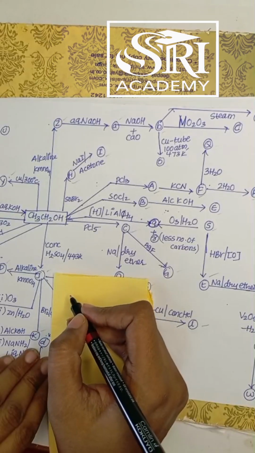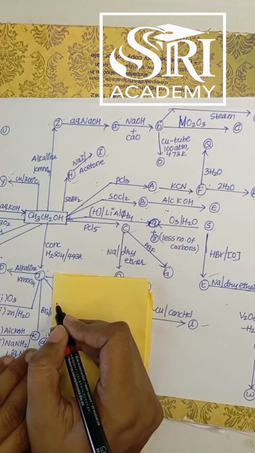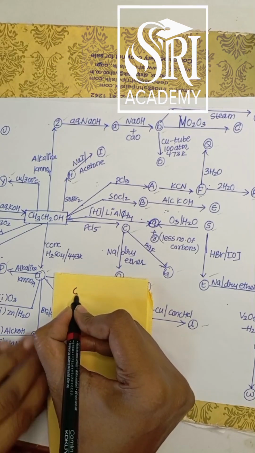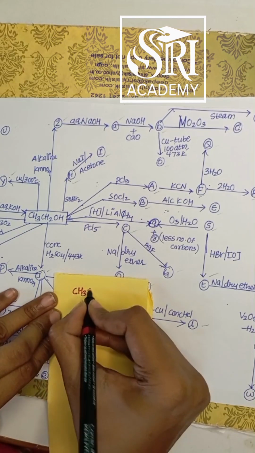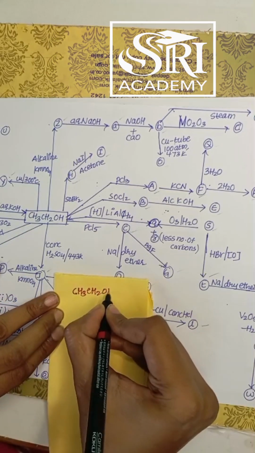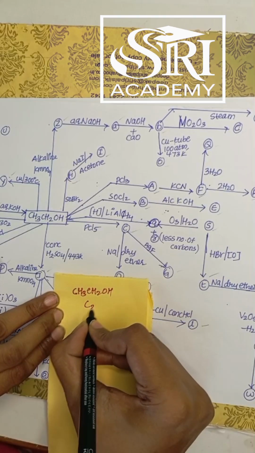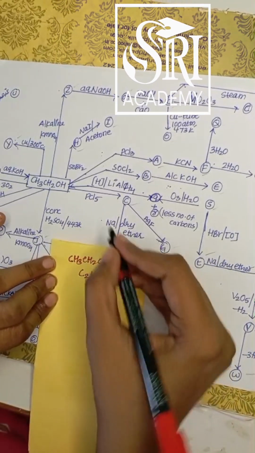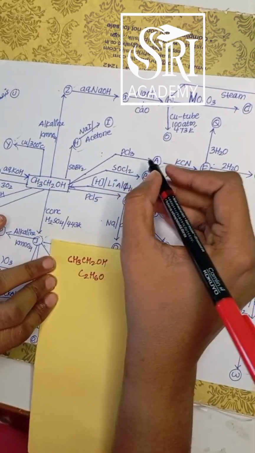Hi everyone, in this video we are going to learn 50 simple reactions just from the one molecule, ethyl alcohol, CH3CH2OH. Its chemical formula is C2H6O. Let's start the preparation of alkyl halides with ethyl alcohol.